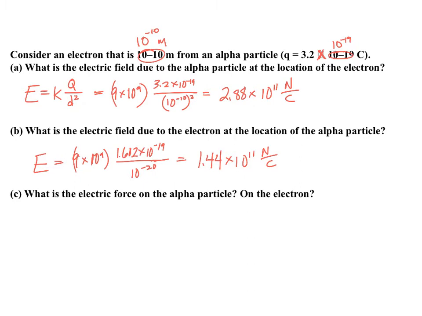Okay. What is the electric force on both of these doohickeys? So I'll do the force for part A. The force on the alpha particle will be the charge on the alpha particle times that field. So 3.2 times 10 to the minus 19 coulombs times the field due to the electron.